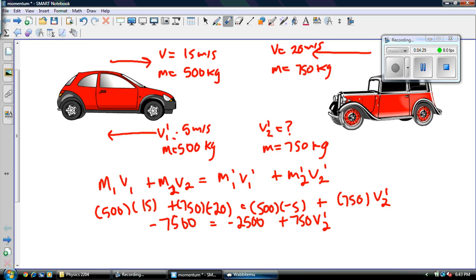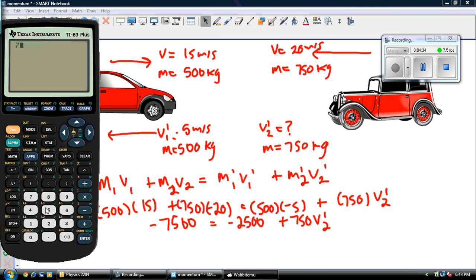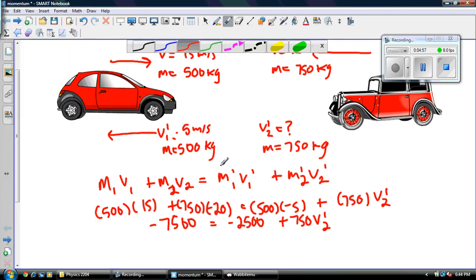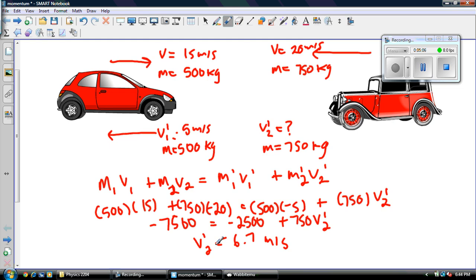So I'm going to take this across to the other side and add it. Negative 7500 plus 2500, divided by 750. So my V2 after for this particular one is equal to negative 6.7 meters per second. So that's my velocity of this car after. So it's also moving that way as well. Okay? So that's an example.